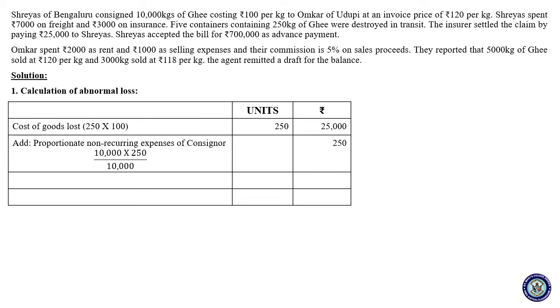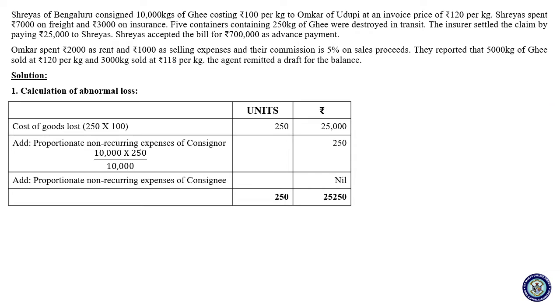Then you have to add the proportionate non-recurring expense of the consignor, and you know how to do this, right? The total expenses of the consignor that are non-recurring are 10,000, and that is for 10,000 units. For 250, how much is it? Cross multiplication, you will get 250.